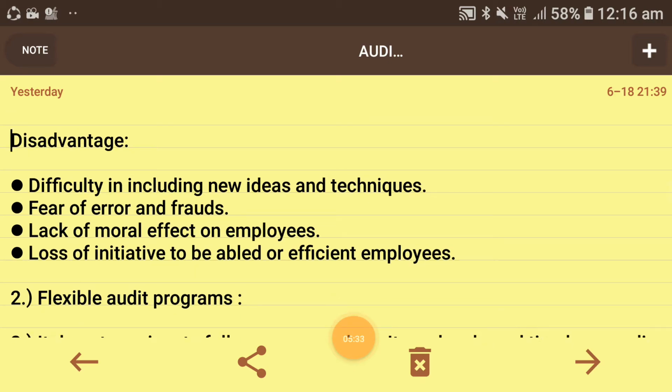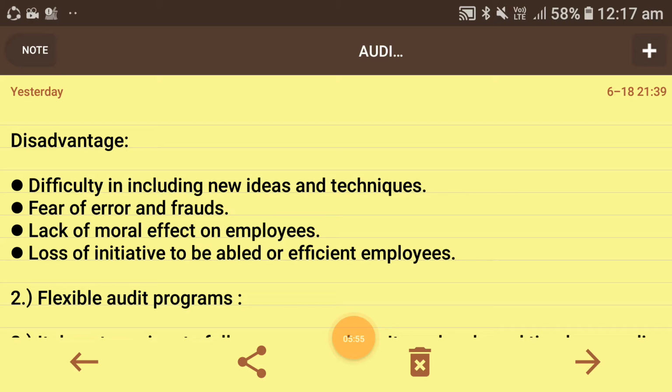Next is lack of moral effect on employees, because here employees are not allowed to involve their techniques, or we can say their thinking ability, in that audit program. It is said that it is a fixed audit program, and what is written in it should be followed by each and every employee. So there is a lack of moral effect on employees.